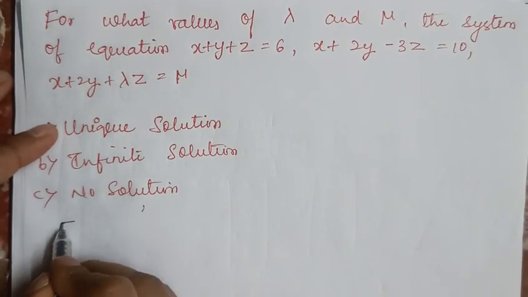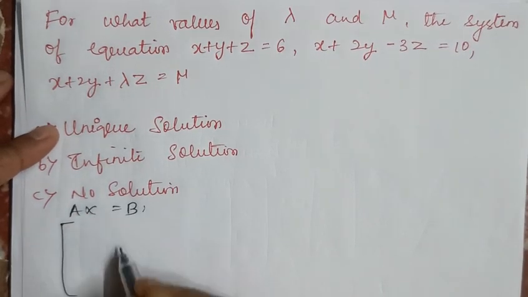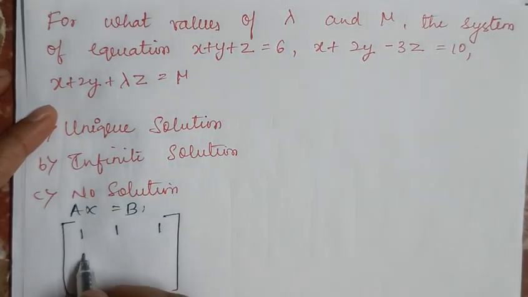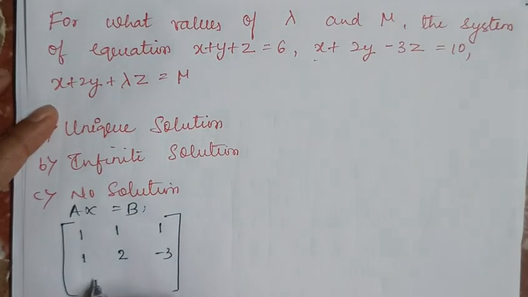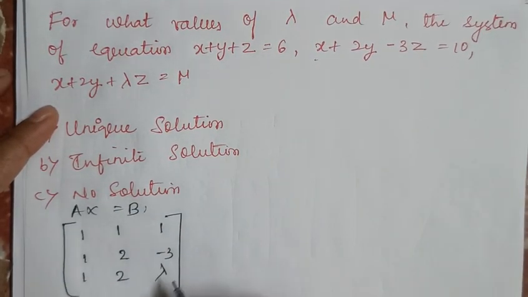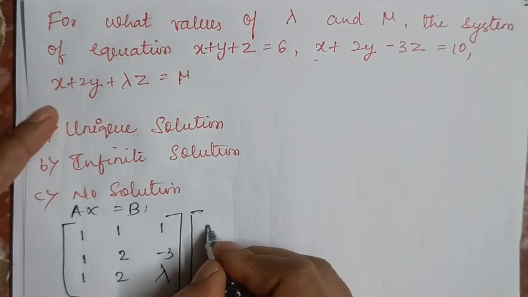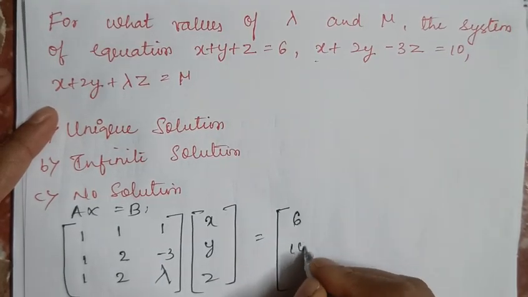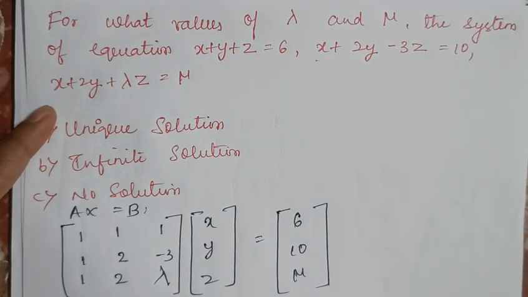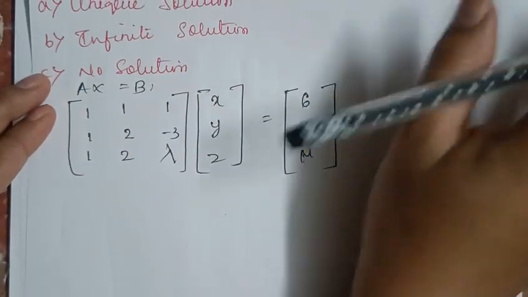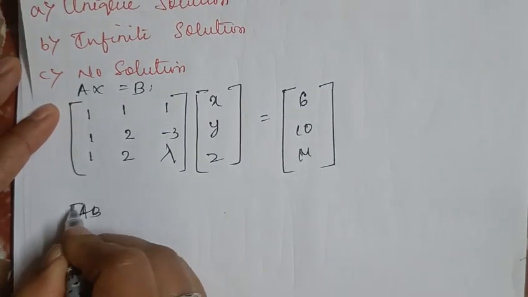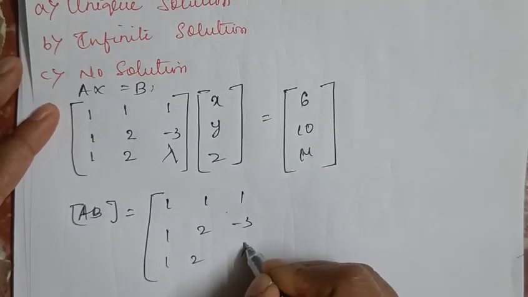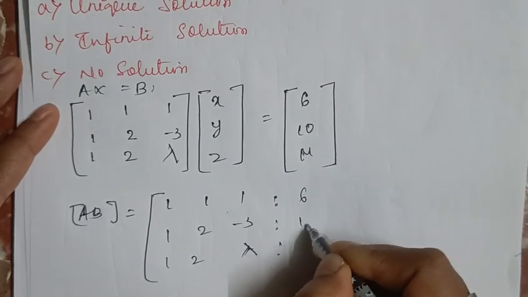So let me write the system of equations, that is Ax equals b. The coefficient matrix is 1, 1, 1; 1, 2, minus 3; 1, 2, lambda. The unknowns are x, y and z, which equals a constant matrix of 6, 10 and mu. This system of equations can be written as the augmented matrix: 1, 1, 1; 1, 2, minus 3; 1, 2, lambda; with 6, 10, mu.